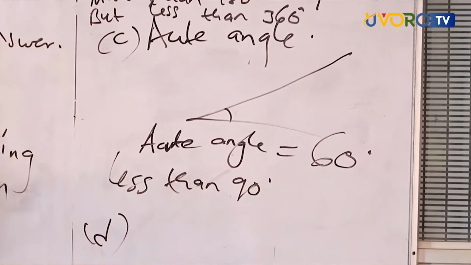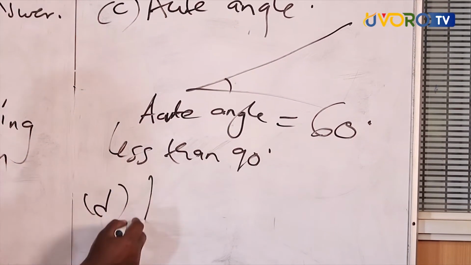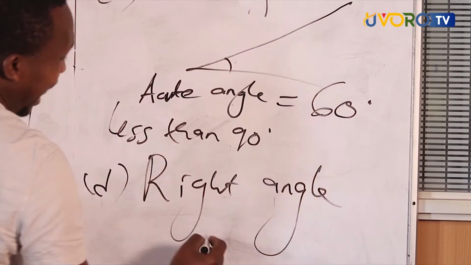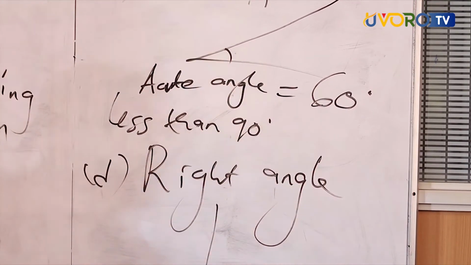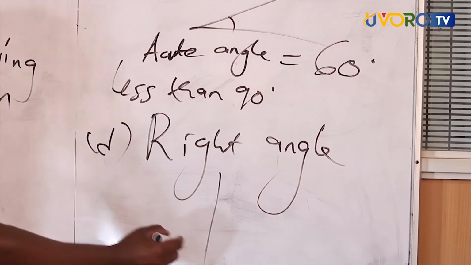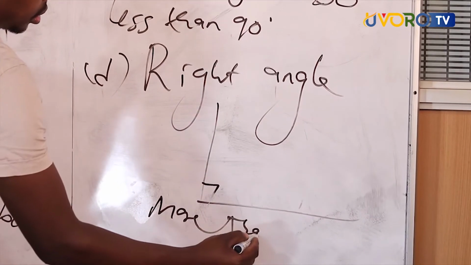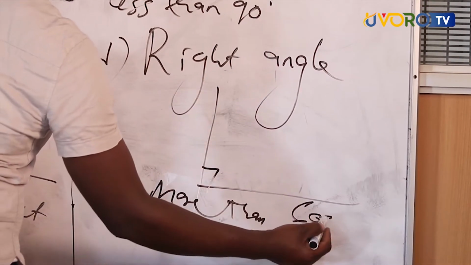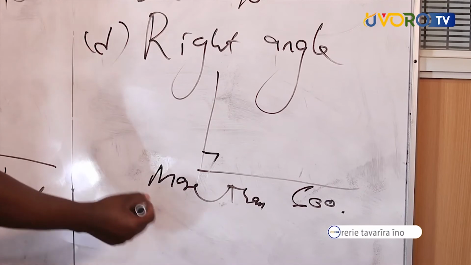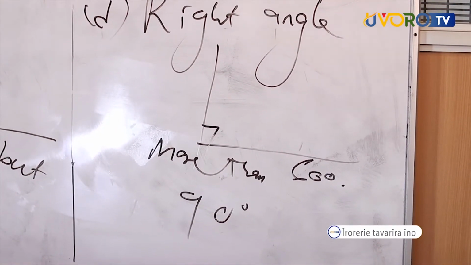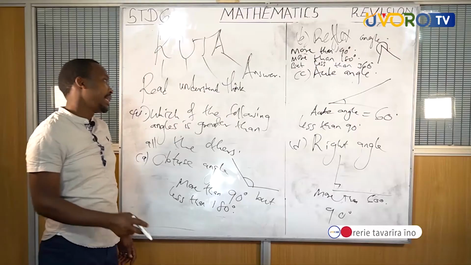Right angle. A right angle is more than 60 degrees, but it is 90 degrees. It is less than 180 degrees.